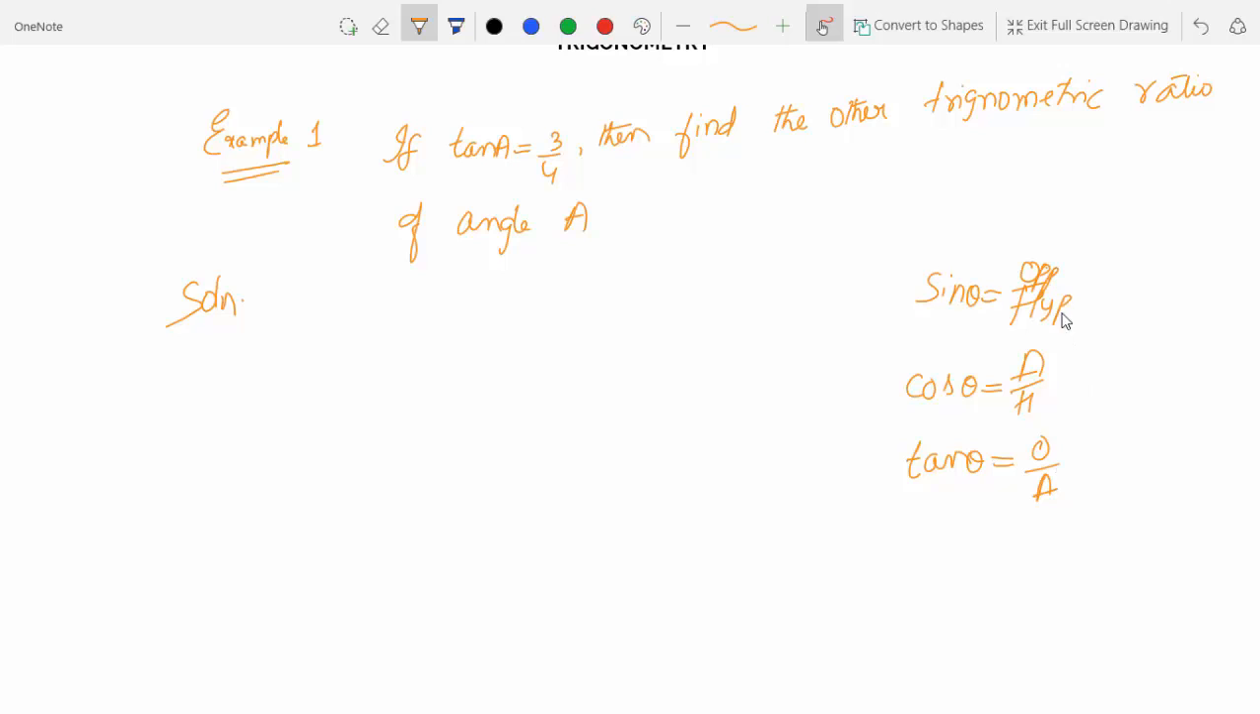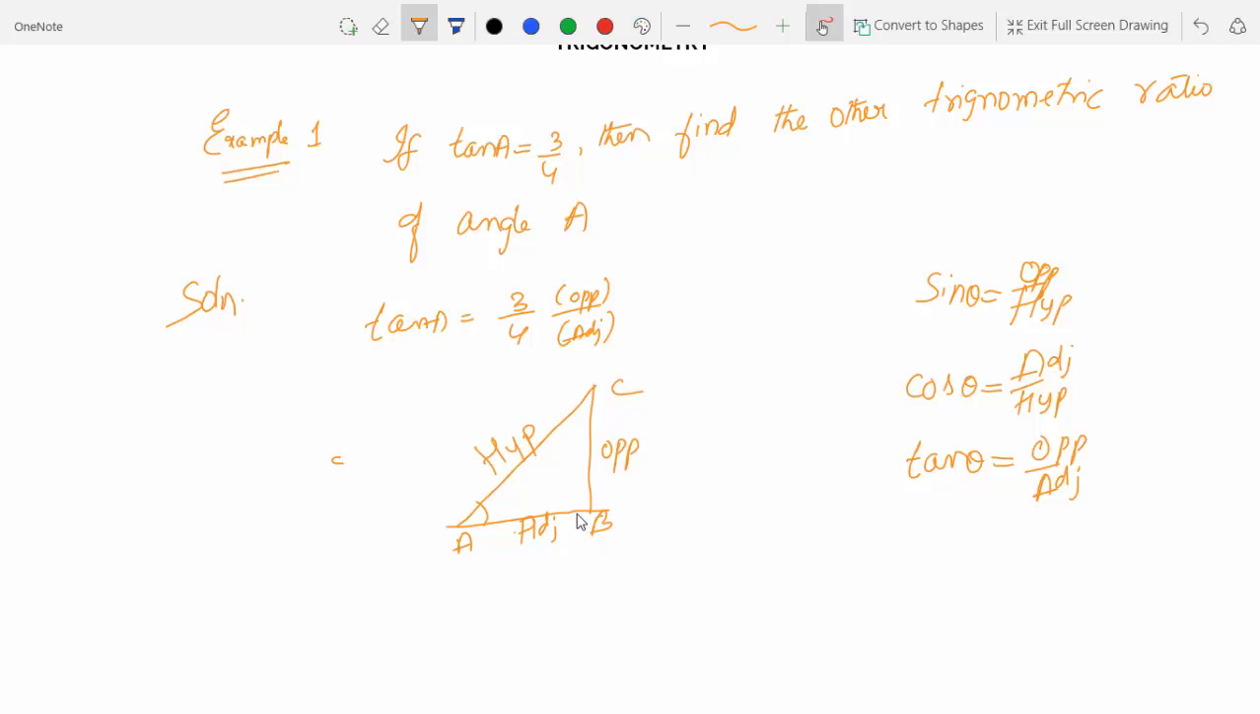You know that this is opposite, this is hypotenuse, A is adjacent, H is hypotenuse, O is opposite, A is adjacent. So in this question, tan A is given as 3 by 4, and we all know that tan theta is opposite by adjacent. Let us draw a right triangle here. This is a right triangle ABC. For angle A, BC is the opposite side. The slant line is always the hypotenuse and AB is the adjacent side.